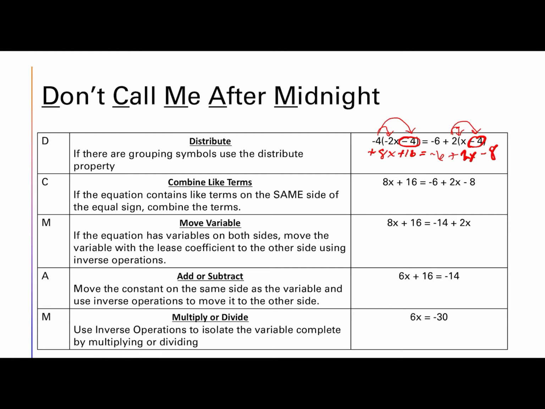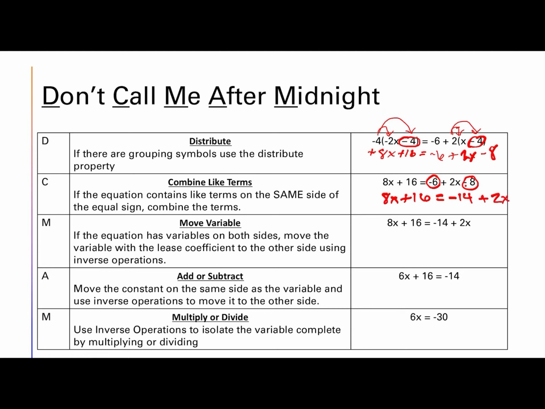So then we're going to do our "call," which is combine like terms. So there's nothing to combine on my left side of the equation. I have one coefficient and one constant. But on the right side of the equation, I have two constants that I need to combine. So we're going to leave the left side alone. We're going to combine our two constants. So negative 8 plus negative 6 is negative 14 plus 2x.